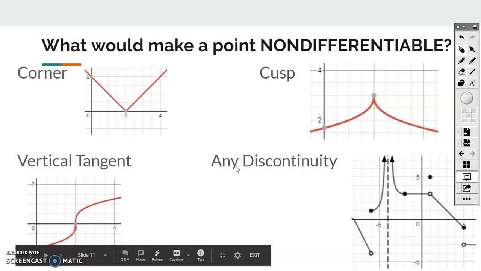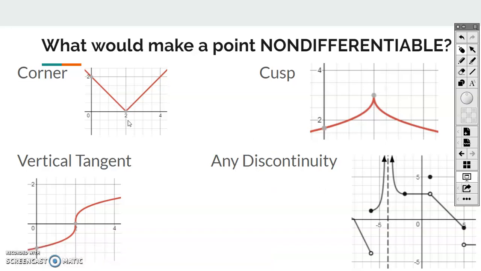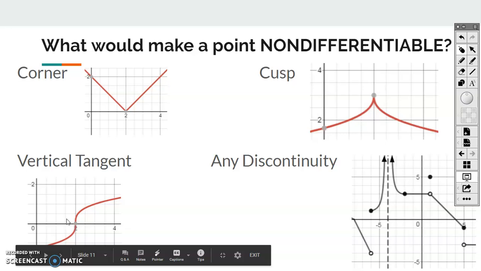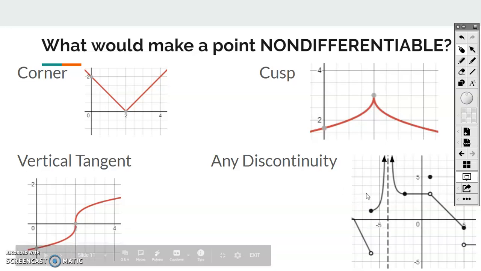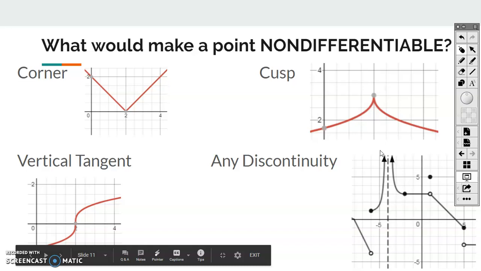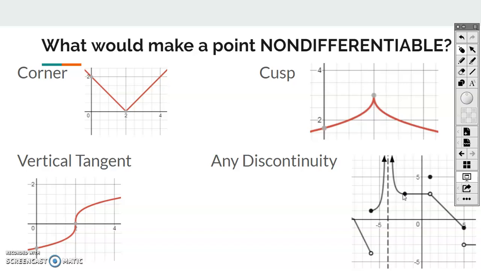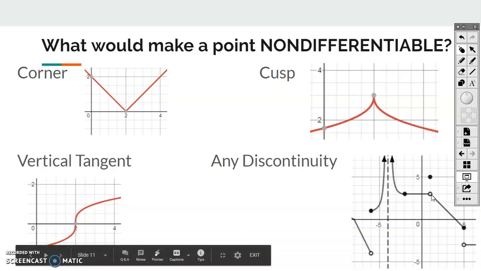And then again, any type of discontinuity means the derivative does not exist. So the derivative does not exist here. The derivative does not exist here. The derivative does not exist here. And any place it's not continuous, the derivative does not exist. So the derivative does not exist at -6 or -4, or it does exist there because we're continuous. It does not exist at 1.